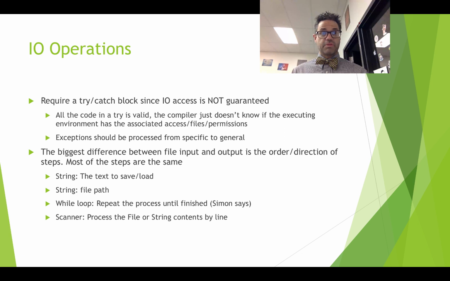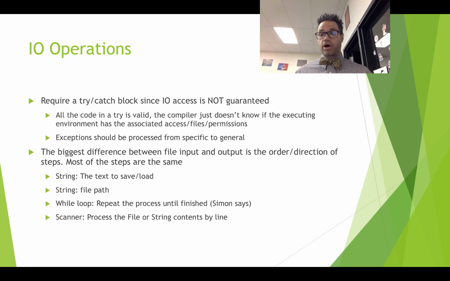We have a couple things to keep in mind. We have the path of the file, which is a string that we're going to be working with. The text that we're going to be saving or loading is also a string. We're going to be using a while loop on this, and we're going to repeat this process until finished. This is where we use that same Simon Says process. Again, when Simon says clap your hands, we keep on clapping our hands until Simon tells us to stop, because a while loop executes on that same process: repeat this until it's done.